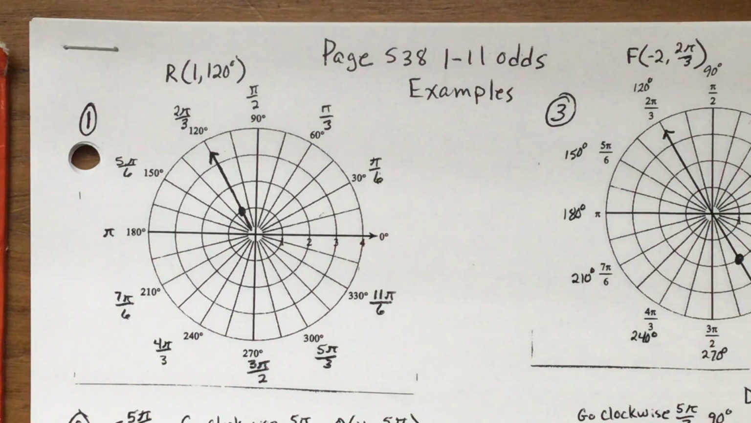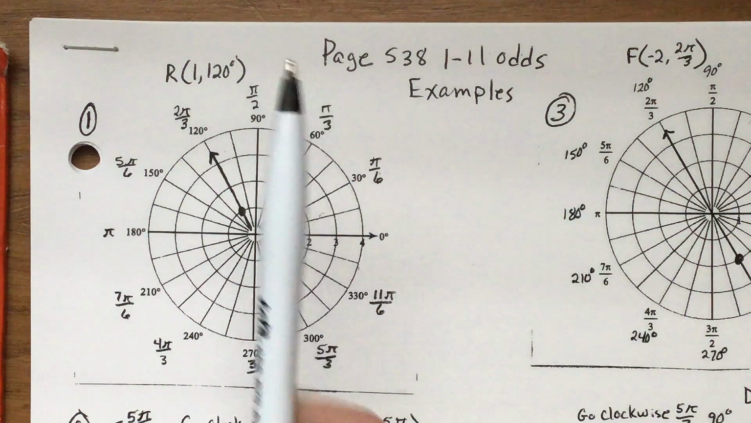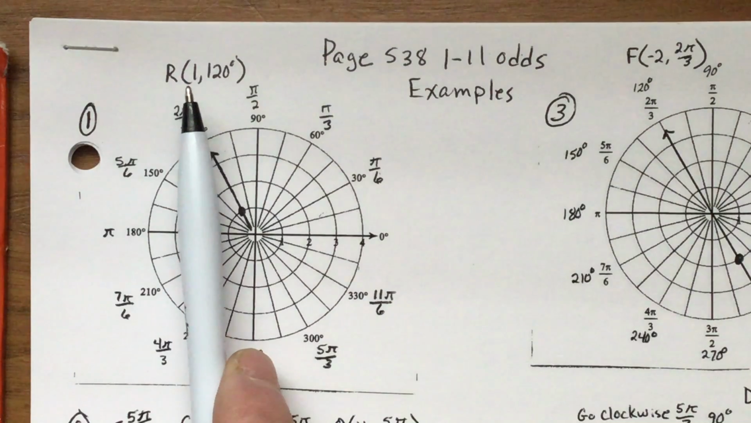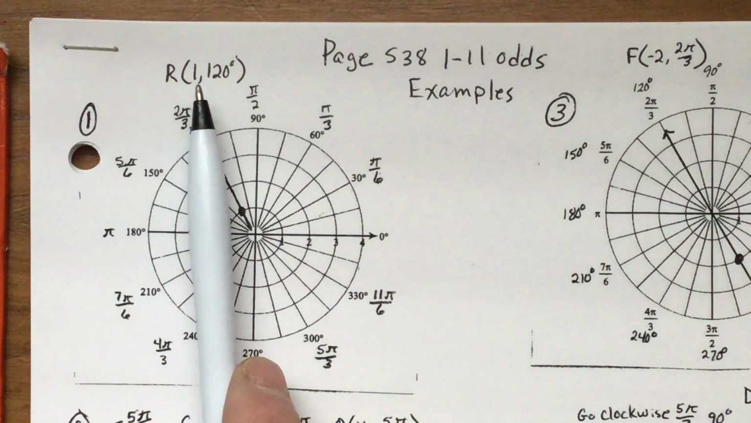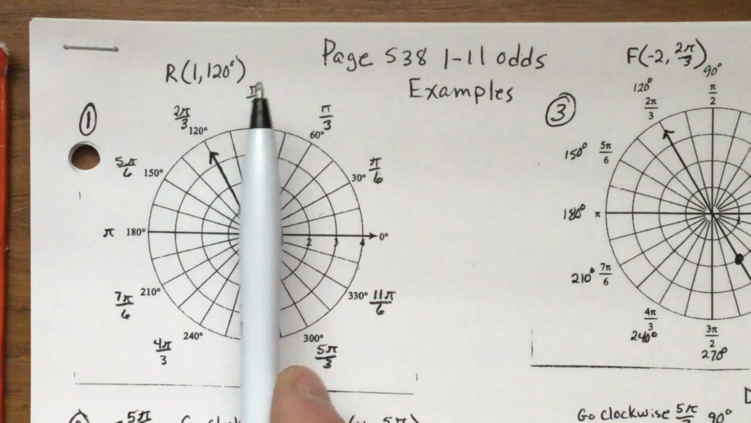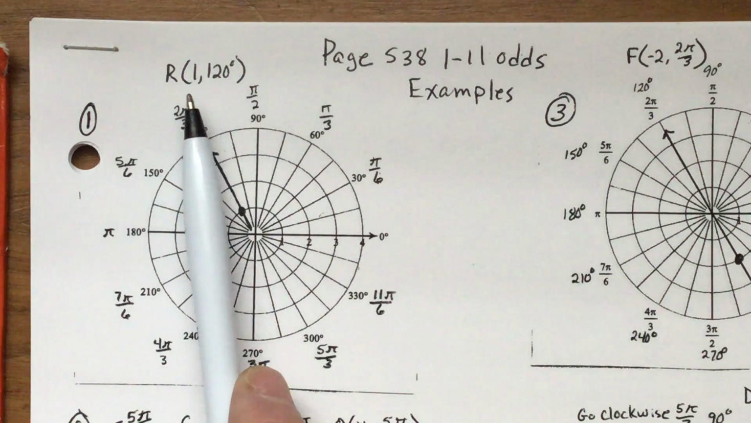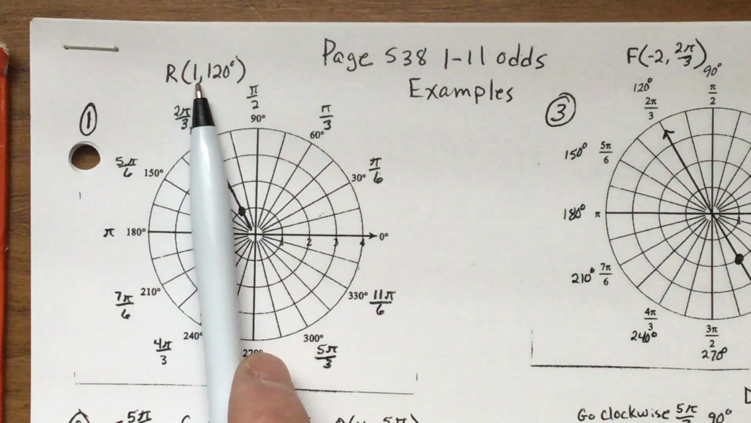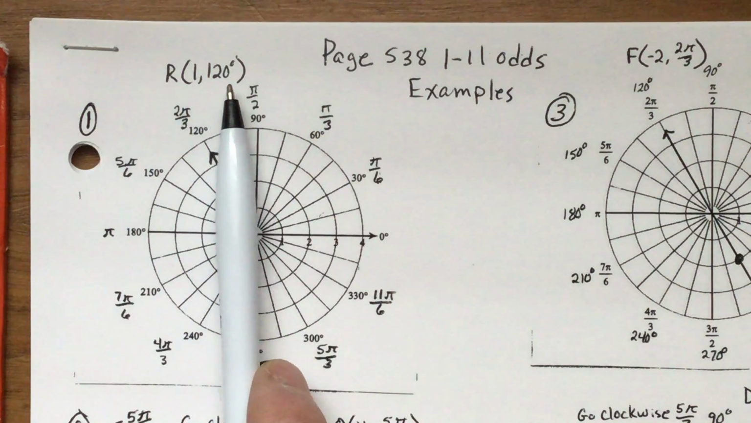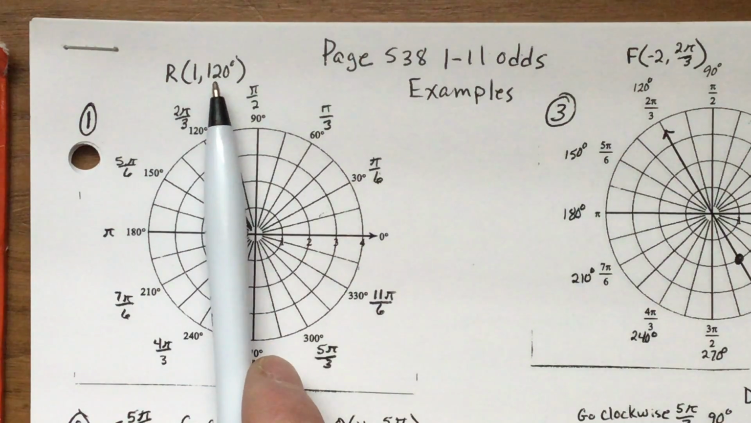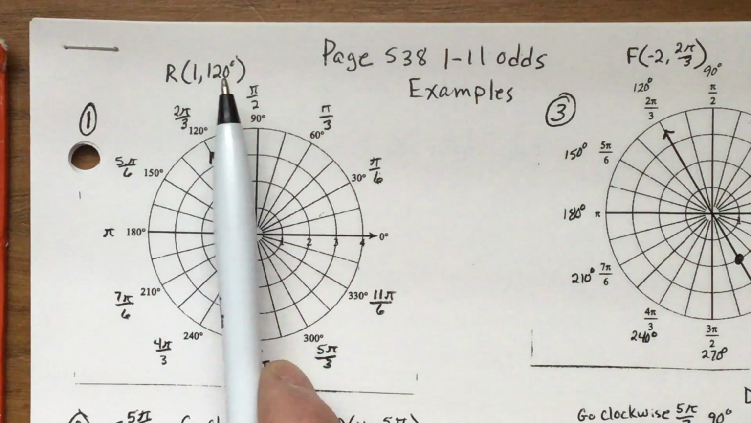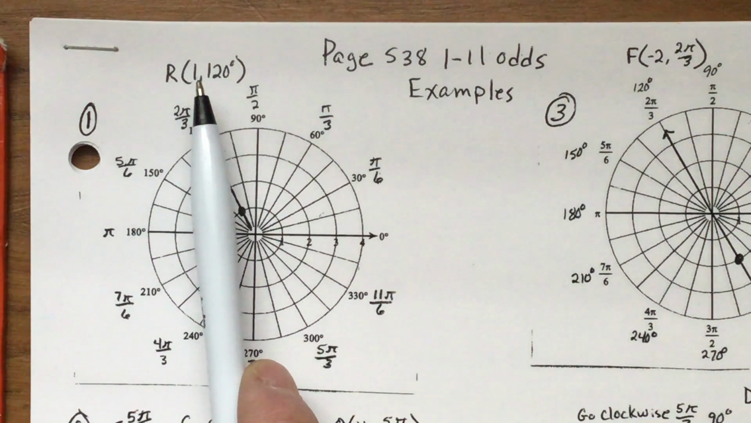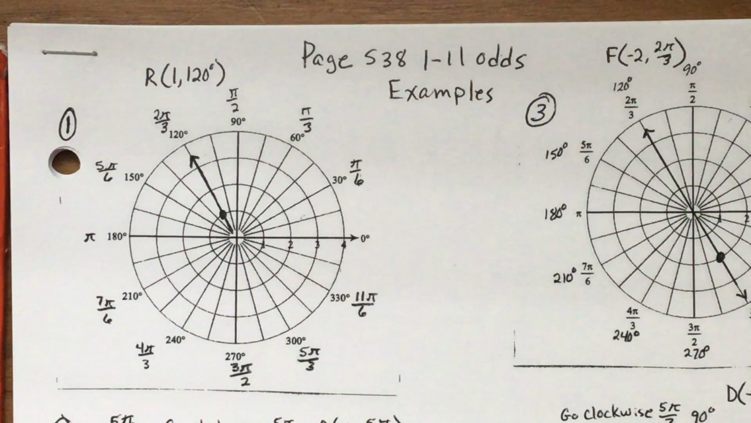All right, I'm going to work some of the odd problems and try to explain to you as we go along. First one says to graph the point (1, 120 degrees). This means you're going to go 1 unit from the origin, and then you're going to travel in the 120 degree direction. The easiest way is to do this backwards. Go to 120 degrees first, and then mark the 1. So that's what I did.